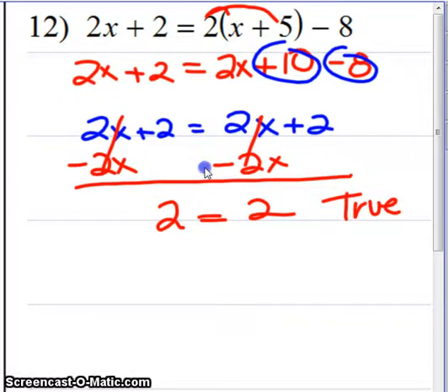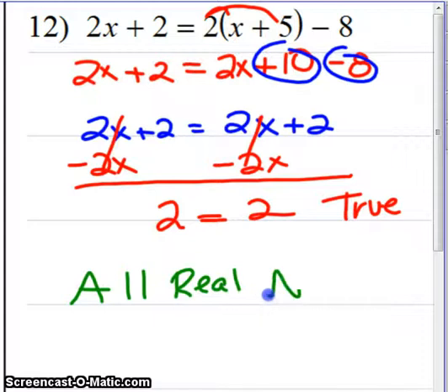So what that means is that for any value of x, I could plug in any number and it will make our original equation true. So when you come out with a true statement and the variables cancel out like they did here, we write all real numbers to show that any real number we substitute in for x would produce a true statement.